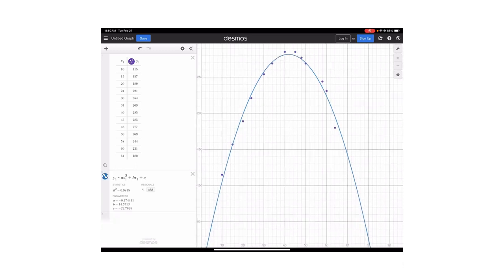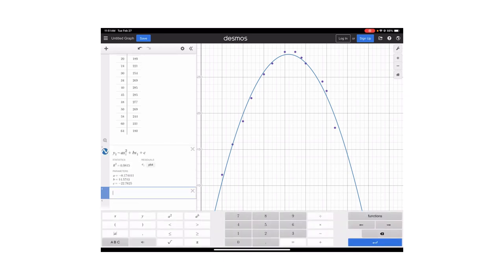Now, like we talked about in class, the ax squared plus bx plus c formula gives us the direction of opening, so it opens down like this. It also gives me that c value, which is the y-intercept, which down below is 22.7625.